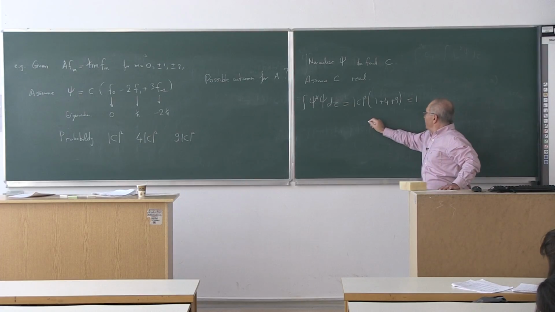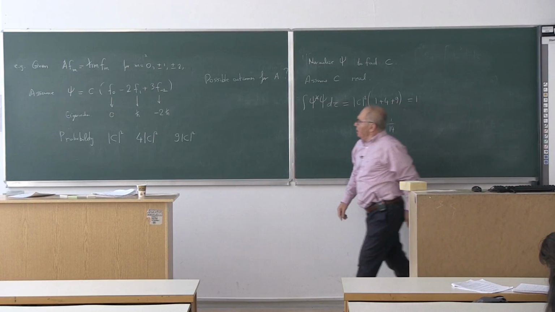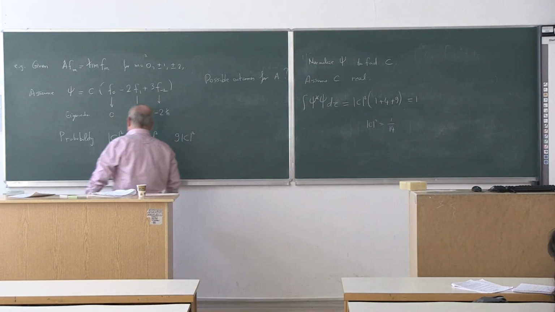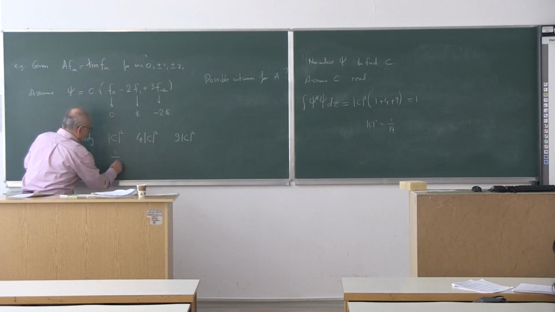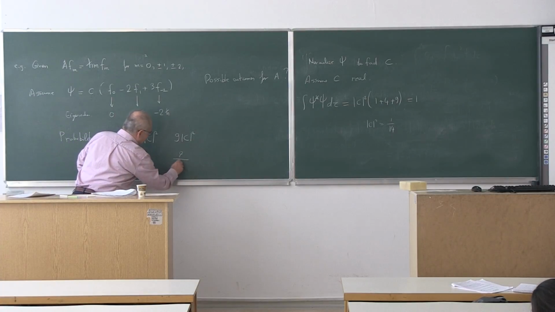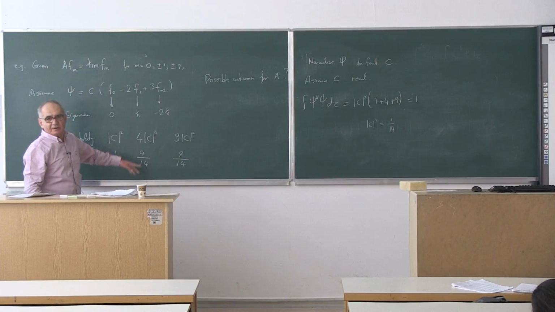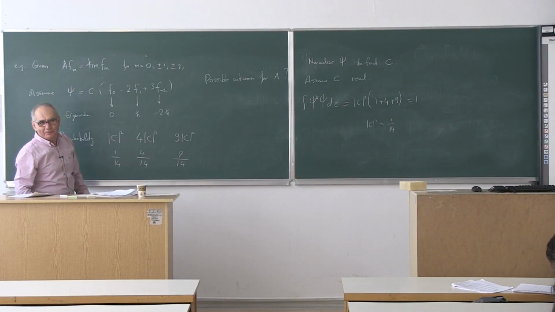Therefore, the square of C is 1 over 14. And the actual numbers are 1 over 14, 4 over 14, and 9 over 14. These are the probabilities. And of course, the sum of the probabilities must be equal to 1.